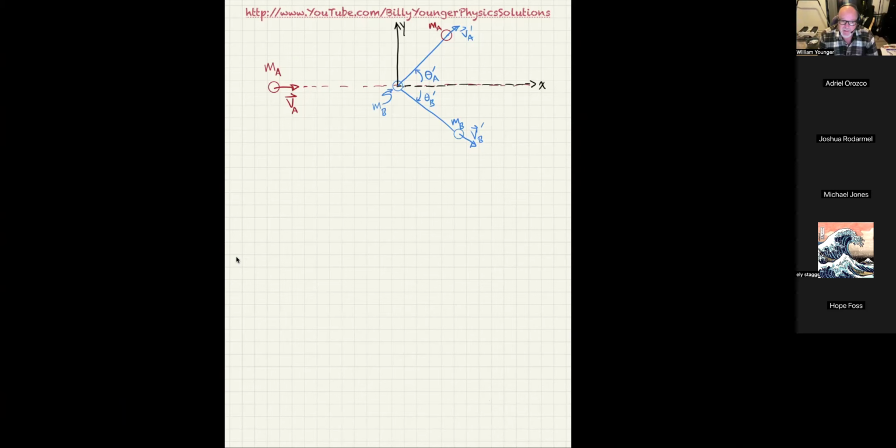I've got to break it down into vectors. It'll be a momentum in the x direction and a momentum in the y direction. So first off, I'll say conservation of momentum.